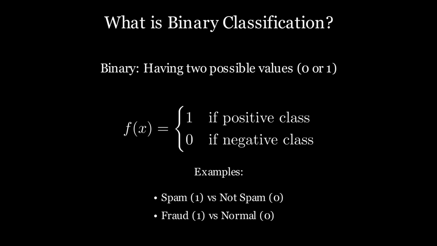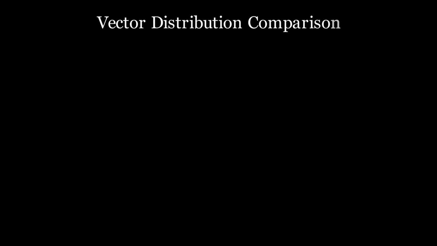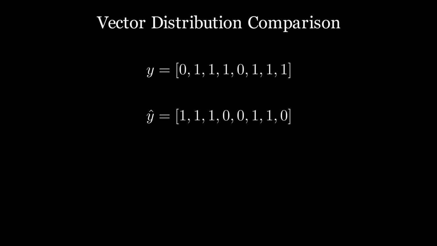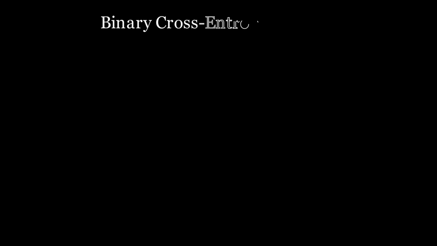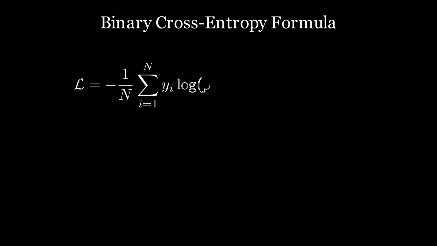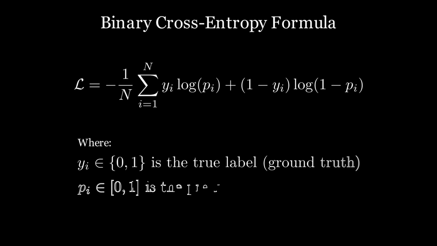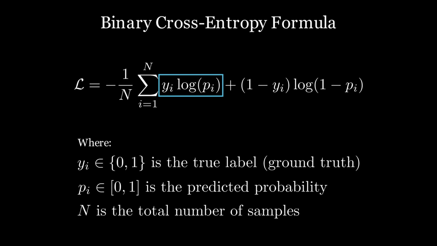If we have two vectors, vector y with true labels and vector y hat with the predicted labels, the loss function provides a universal measure of the difference between these vectors. This is the general purpose of any loss function, and the role of binary cross-entropy in particular. The cross-entropy might look complex, but once we break it down, each part becomes clear and manageable.